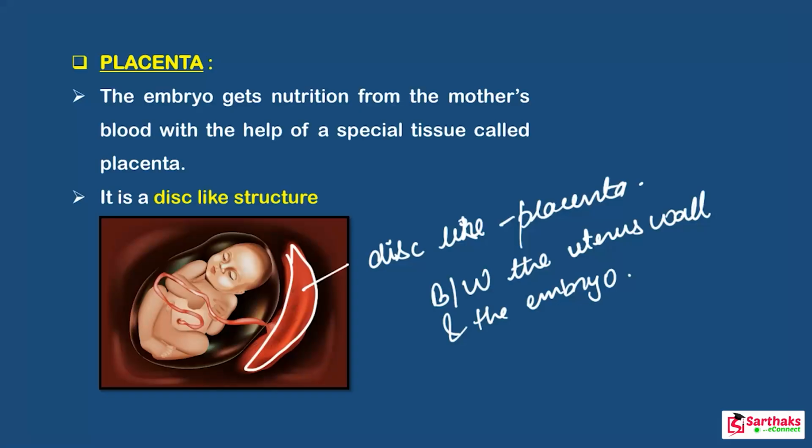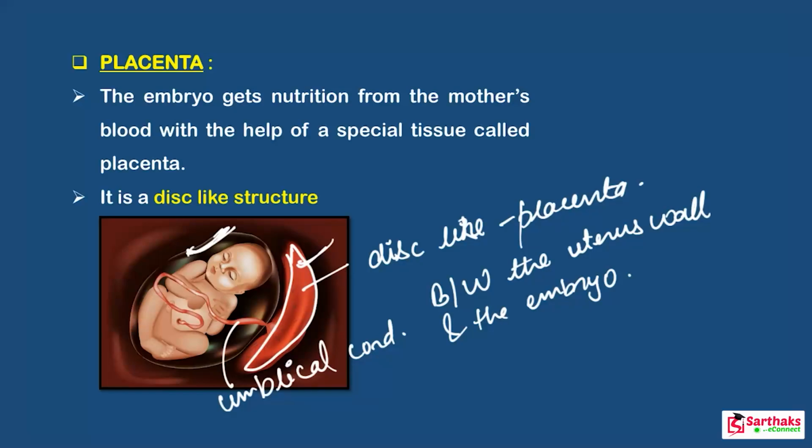So the fetus is connected to the mother's placenta. Here you can see this. Now how is this placenta connected to the developing baby? Look at the baby, how cute he or she is. This placenta is connected to the developing baby with the help of a cord, and this cord is known as the umbilical cord. Got it? This cord is known as the umbilical cord.